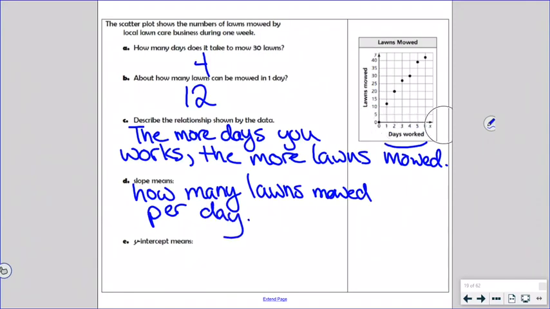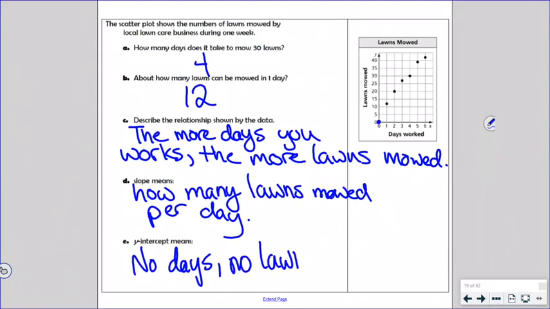What does the y-intercept mean? Y-intercept is that guy right there. So if you worked no days, the y-intercept means no lawns mowed. Yeah. Simple, simple, simple. So much fun too.